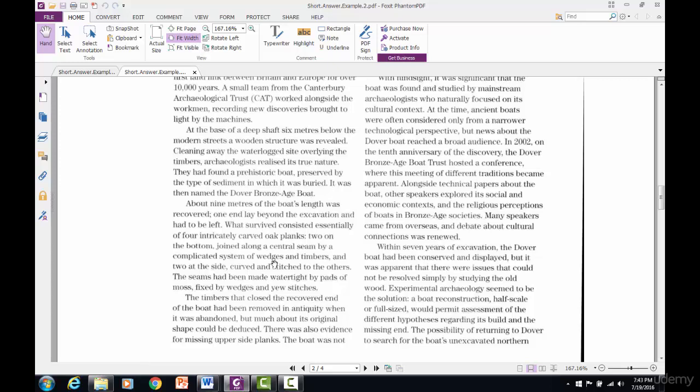Here we go. We're looking for a word that prevents water from entering. Here's "watertight." All right, watertight. Watertight is a synonym for prevent water from entering. All right, so the seams have been made watertight by pads of moss. So that's our answer right there. Pads of moss.